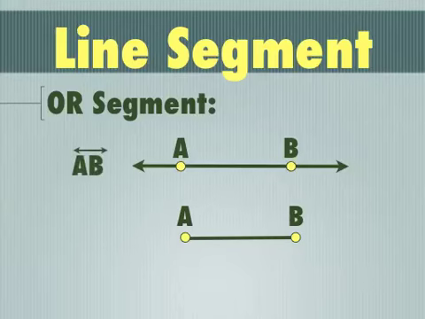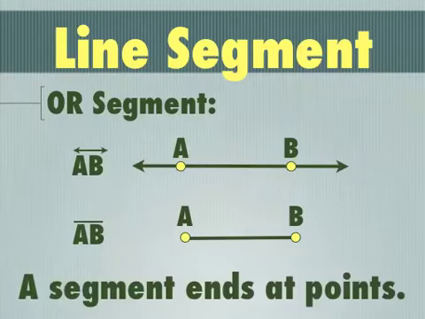To notate or show that we're talking about a line, we're going to use 2 points on the line. So in this case, I have AB, and I draw a line with arrowheads over it to show that we're talking about a line that extends. To notate a segment, we do, again, 2 points on the segment, AB, but in this case, I'm not going to use the arrowheads because it is not a line, it is a segment, if you can see the difference. The difference between a line and a segment is that a segment ends at points. It does not extend forever.